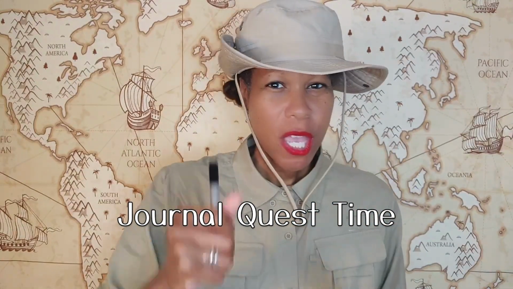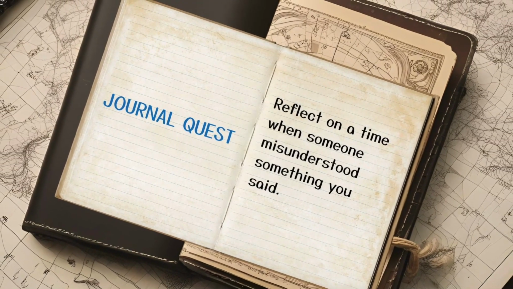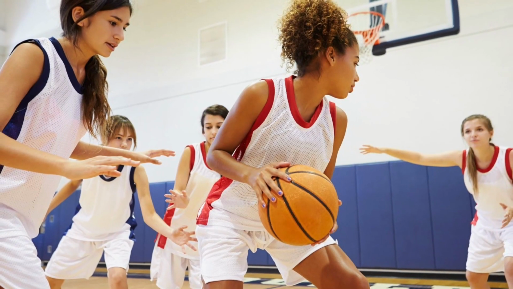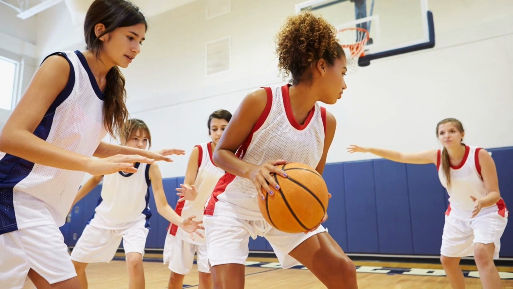All right, friends, it's journal quest time. Your mission? Reflect on a time when someone misunderstood something you said. For example, in high school, I was on the basketball team, and during a game, I tried to tell one of my teammates to pass the ball more. She gave me a confused look because she could not make out my words over the noise in the gym.